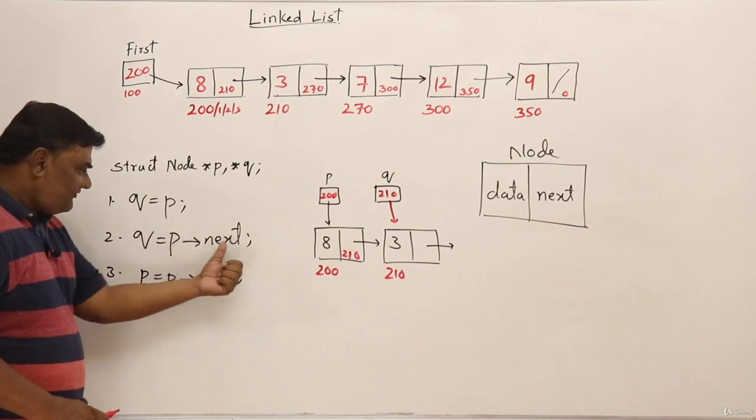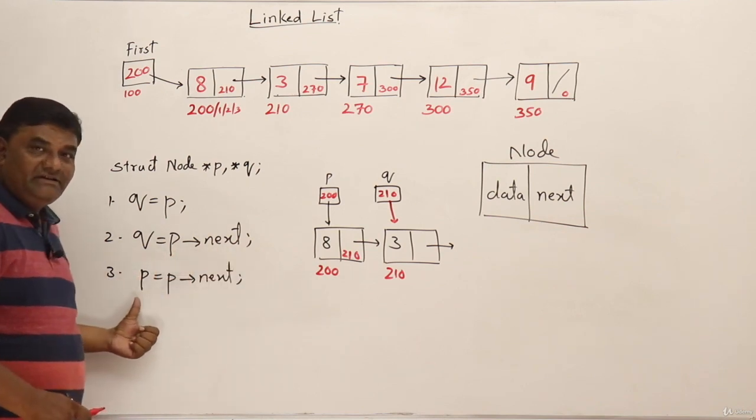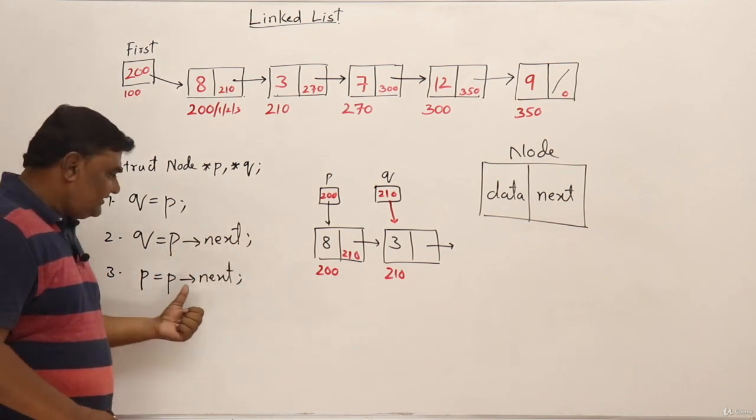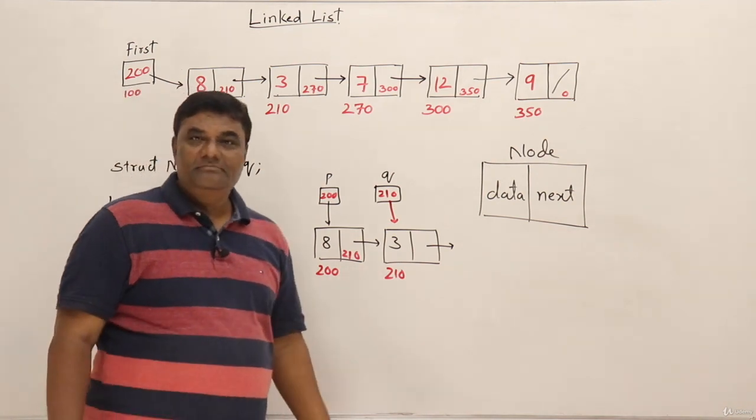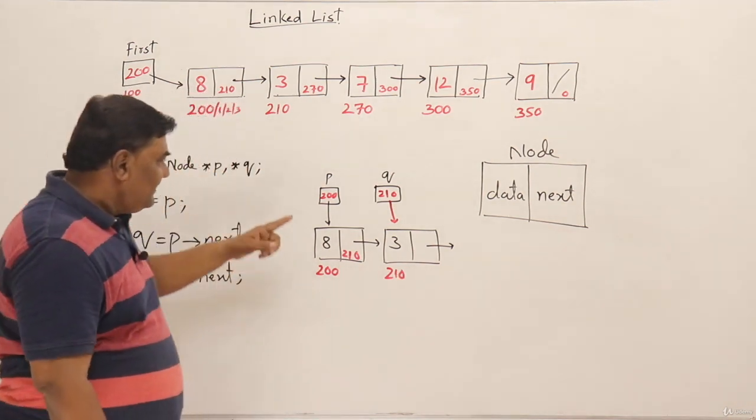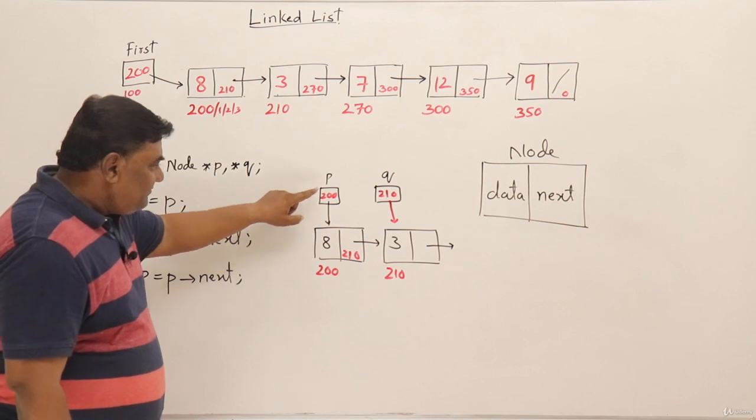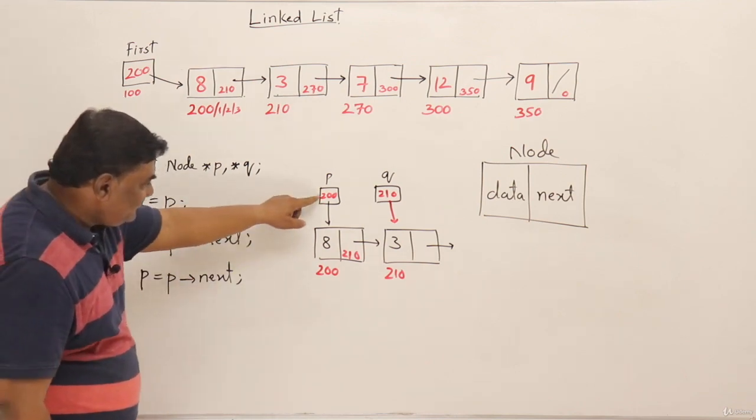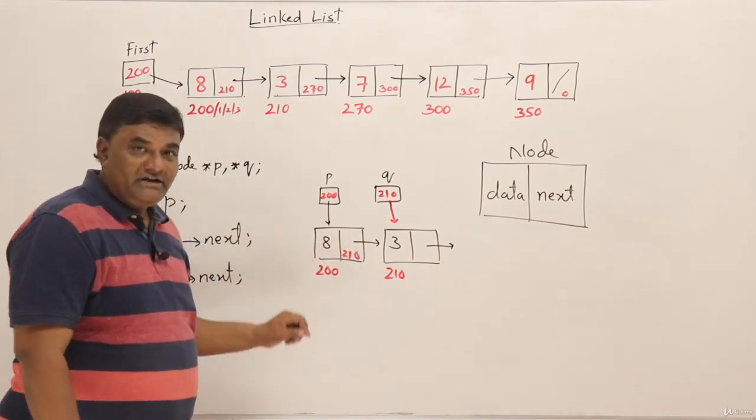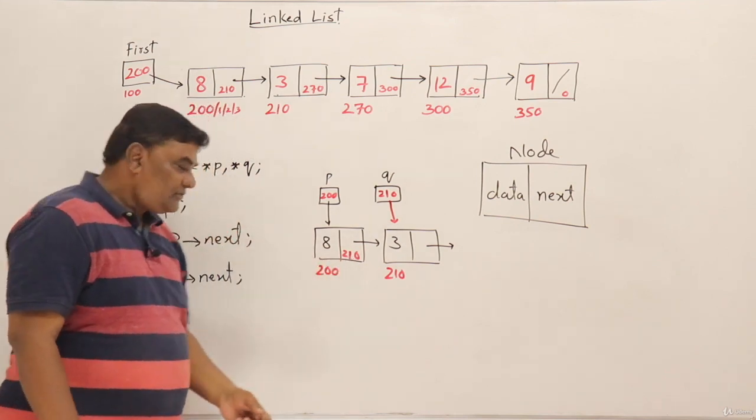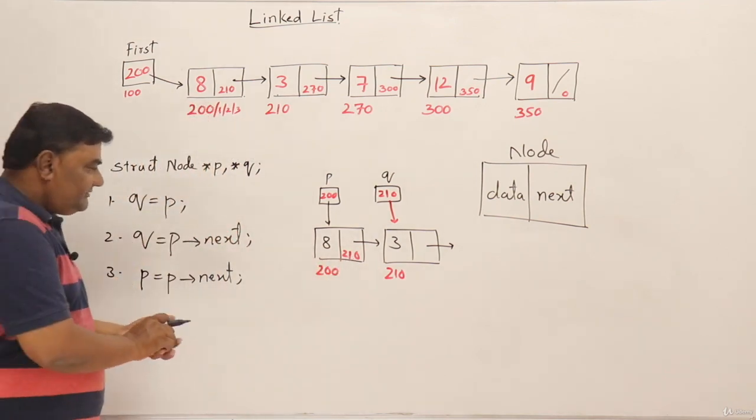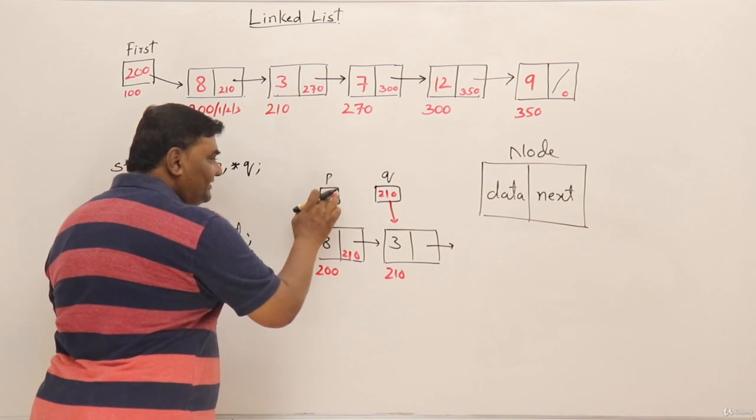like we have already seen, let Q point on the next node of P. So here, what is the meaning of this? Let P point on the next node of P. P is 200 right now. P is next means this one. What is the value there? 210. So that 210, where should it be stored? It should be stored in P. So this value should be taken and kept inside P.